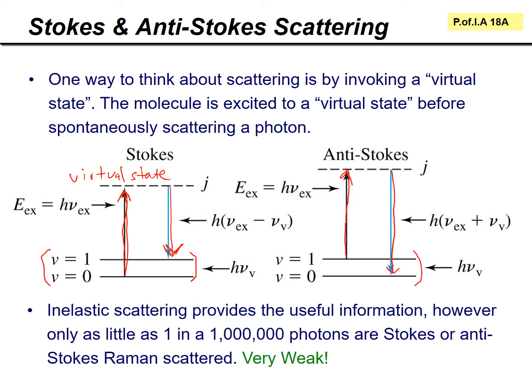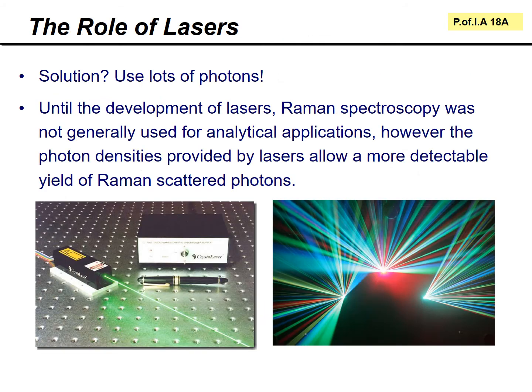But, as I mentioned before, very weak. Probably only 1 in a million photons are actually Stokes or anti-Stokes scattered. That's a tough job to detect such a weak signal. The way around it these days is we use lasers. Lots and lots of photons all at the same wavelength. Until lasers came around about 40, 50 years ago, Raman spectroscopy was seen as a very exotic, interesting phenomenon, but not one for convenient everyday use. But now it is used a lot.